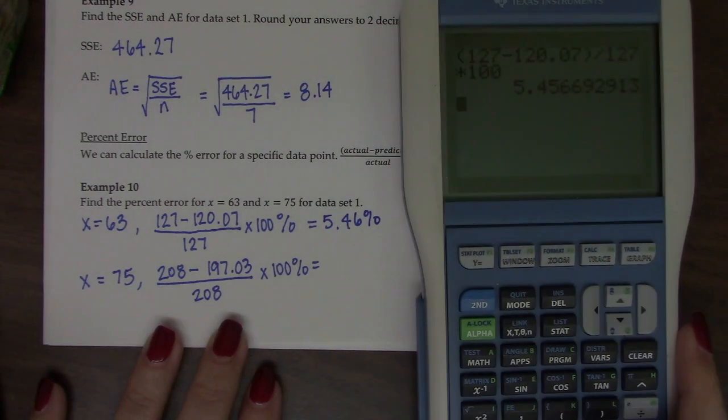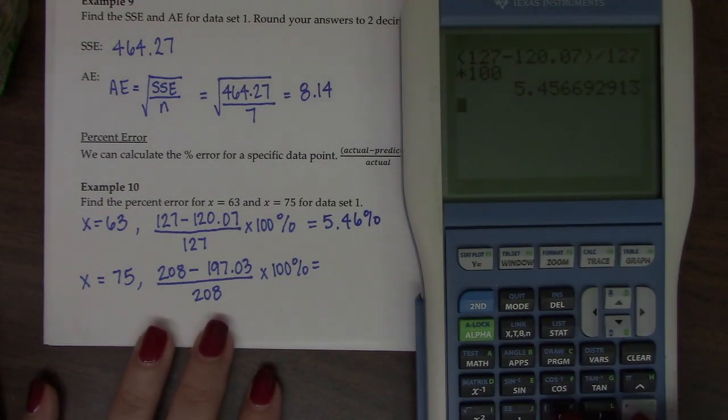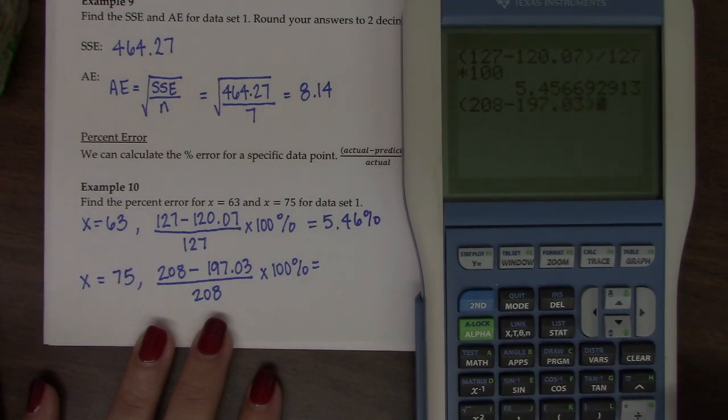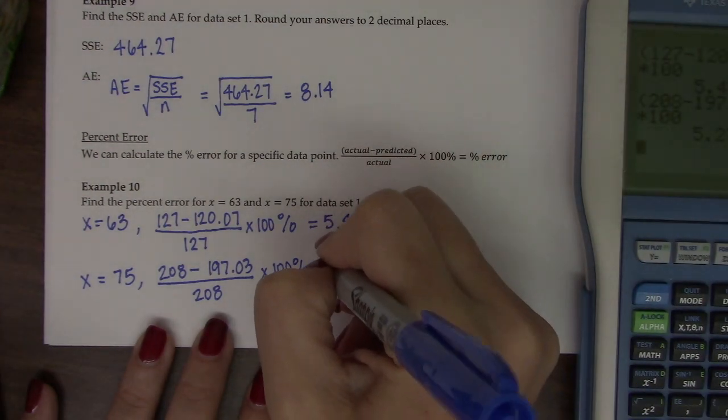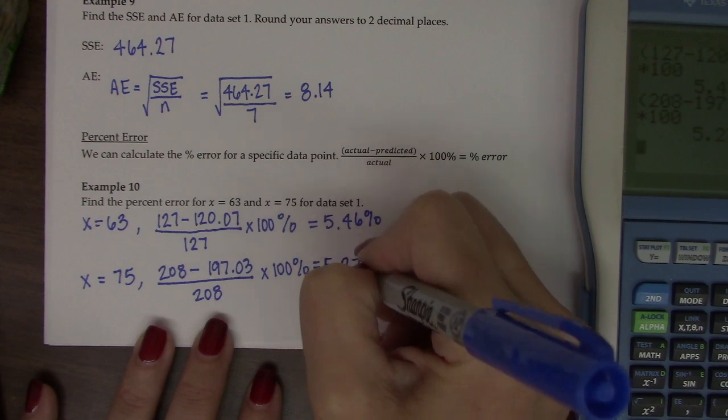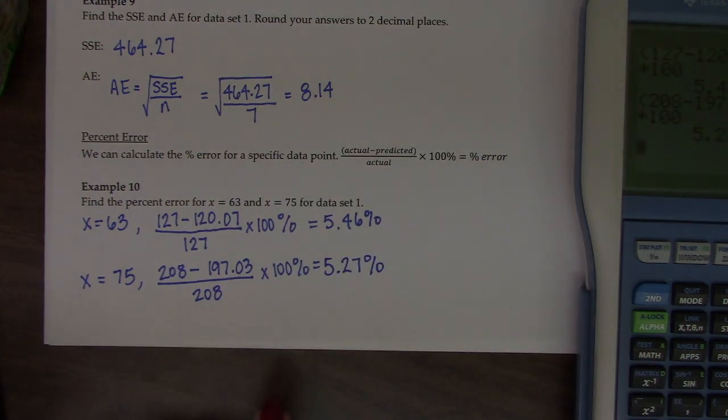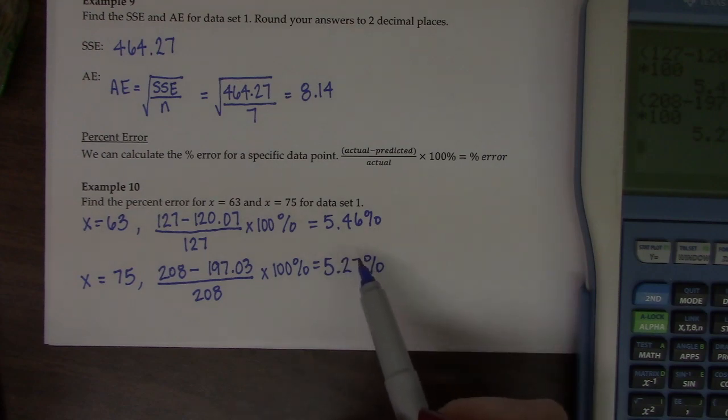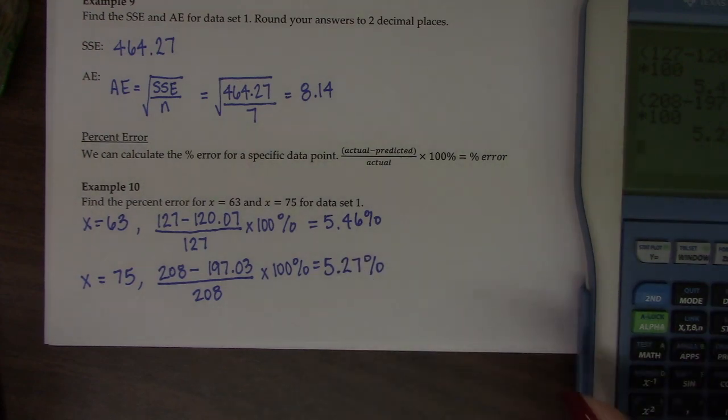Now we're going to figure out the percent error for when x is 75. So parentheses 208 minus 197.03, close parentheses, divide by 208 times 100. And I get 5.27%. So these both came out to be positive, so we know that the model was under predicting, right? And we get an error of 5.46% and 5.27% respectively.